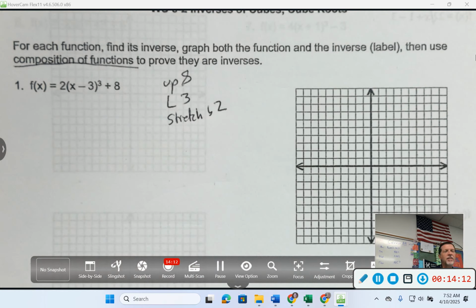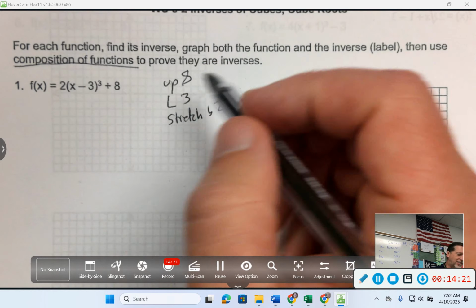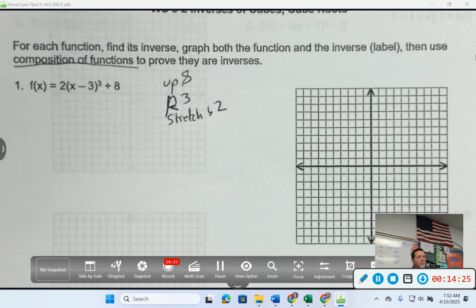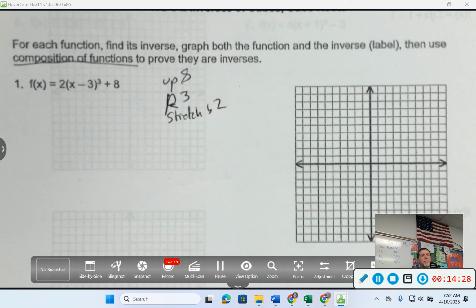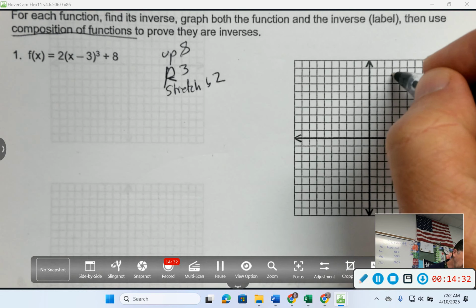Whoops. Wait, what's not right? I took Nicole's word for it. Oh, right 3. Right 3. Or you can make it left negative 3. Yes, you could make it left negative 3. That would be very confusing. It would be accurate, but confusing. So I'm going to go with right 3. Okay, up 8, right 3. There's my new starting point.